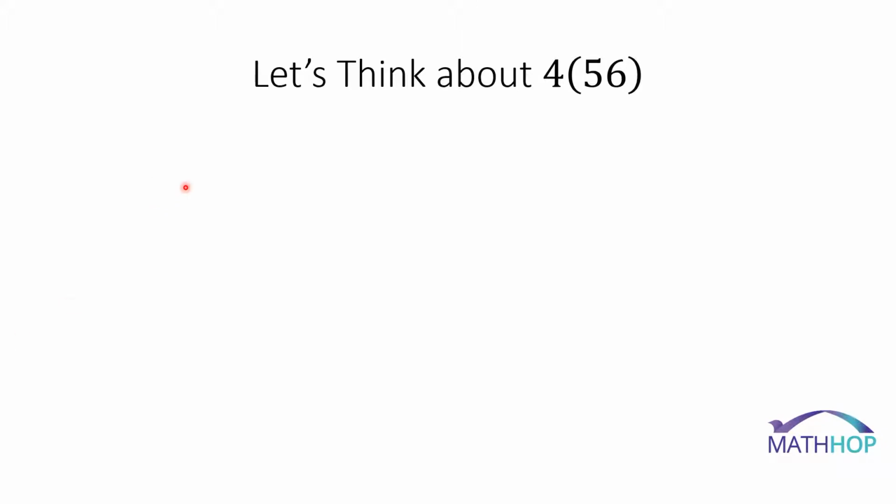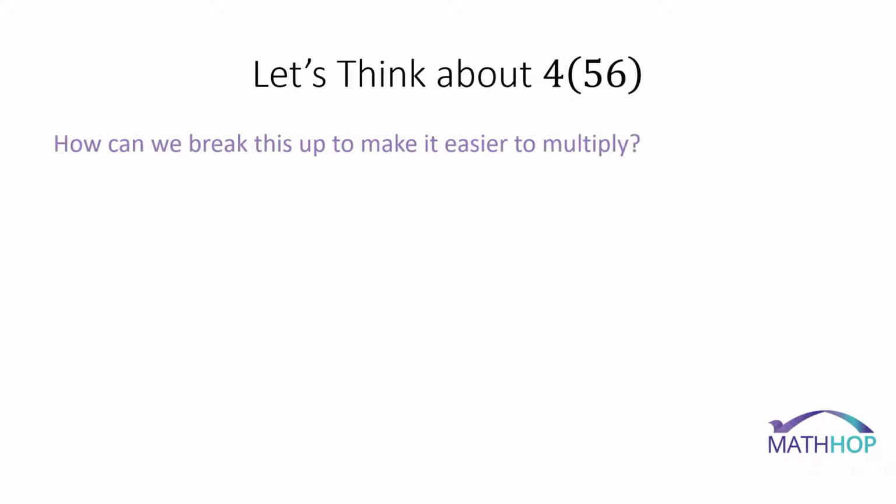Let's start by thinking about 4 times 56. So when you see two numbers separated by parentheses, remember this is multiplication, 4 times 56. And how can we break up or rewrite part of this to make it easier to compute? Well, 4 is a single-digit number, fairly simple, not going to get any easier, so let's work on 56. If we rewrite 56 as 50 plus 6, we can use the distributive property to make the multiplication simpler.